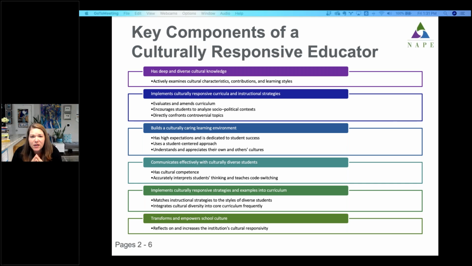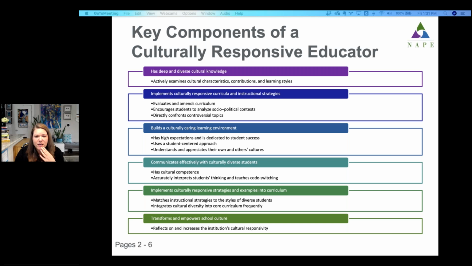The next key component of a culturally responsive educator is that we communicate effectively with culturally diverse students. And so what this means, first of all, is that we've got to have cultural competence. We've got to be able to have those crucial, intentional conversations that allow us to connect and engage with our students. And the second part of this is that we have to be able to accurately interpret students' thinking, and that we teach code switching.